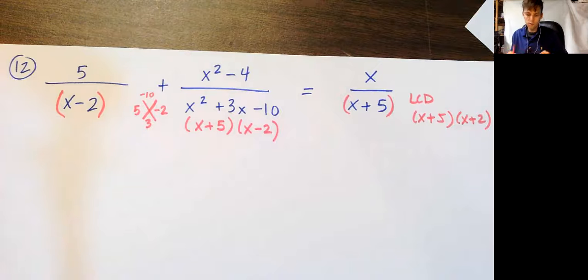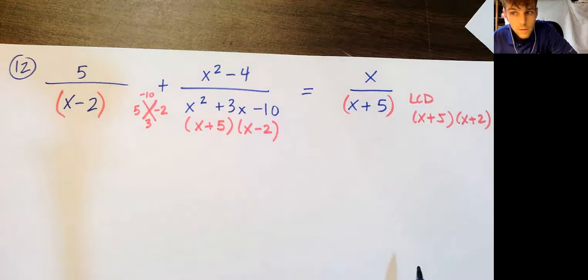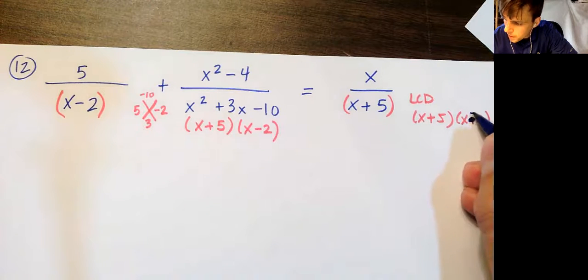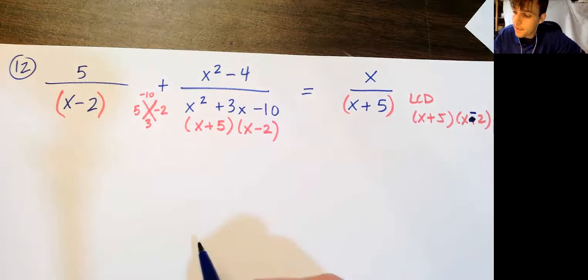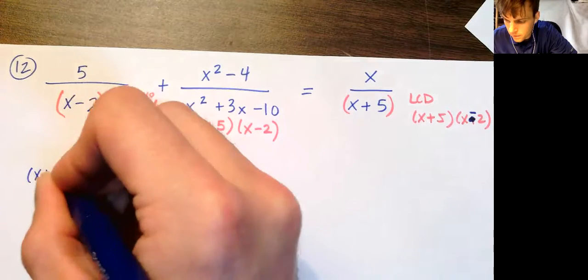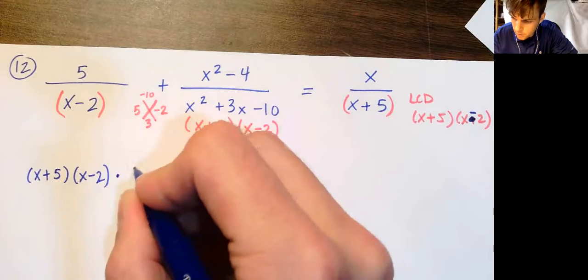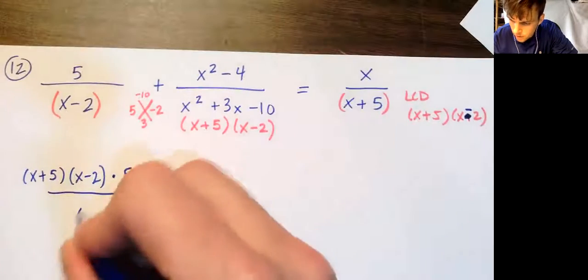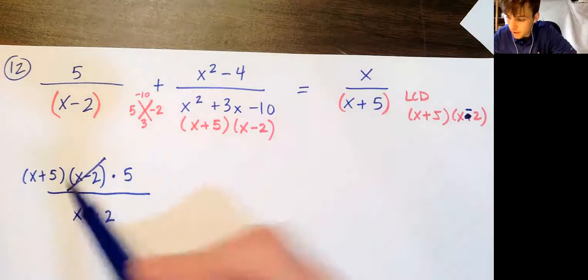Okay, so I'm going to go ahead and write out that multiplication. I wrote plus, but I meant minus because this is a minus. I think I was even saying plus. It's been a long day. All right. Whew. So let's go ahead and write that out. So that's our LCD times 5 over x minus 2. And that cancels out.